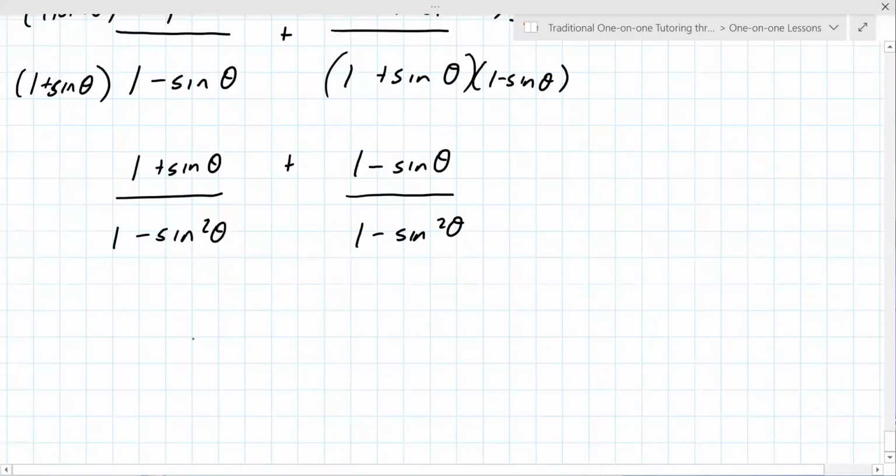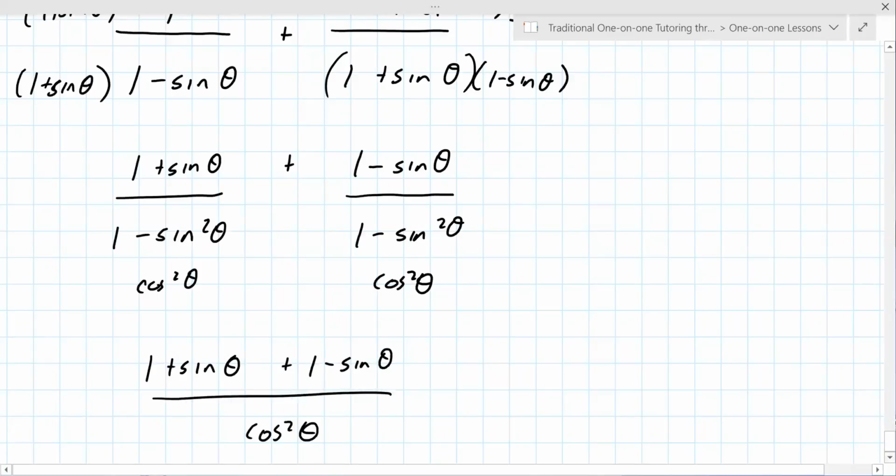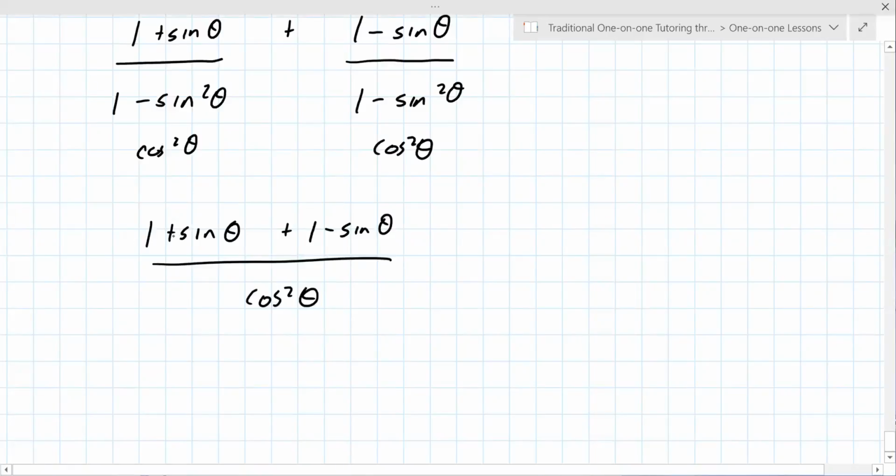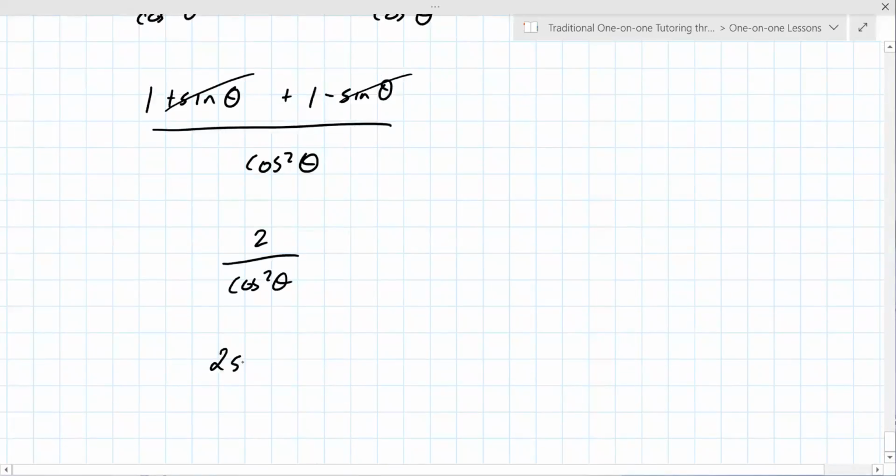Now, on the bottom, I would tend to make this cosine squared theta right away. That's an identity. Did either of you do that? Yeah. Okay, so then the numerator is 1 plus sine theta plus 1 minus sine theta all over cosine squared theta. The ones obviously add, and the sine thetas cancel. You get 2 over cosine squared theta. And then this becomes 2 secant squared theta, which is the final answer that they're looking for. Niko, were you able to get to this point? Yeah, I got to the one step above, and then I just finished it while you were explaining. Great.